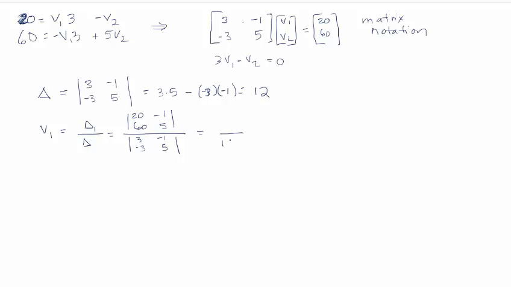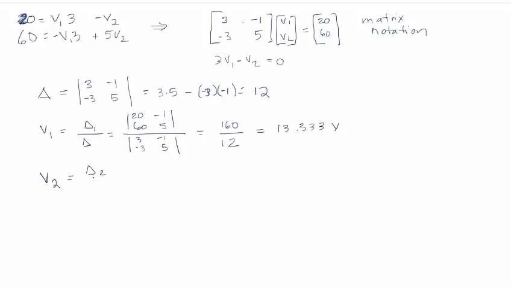And so we already know that this is 12, and you find the determinant of this numerator part right here. It turns out to be 160, and then V1 is 13.333 volts. Same answer that we got before. You do the same thing for V2.